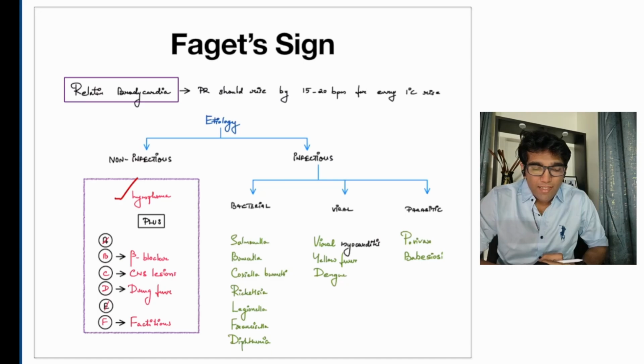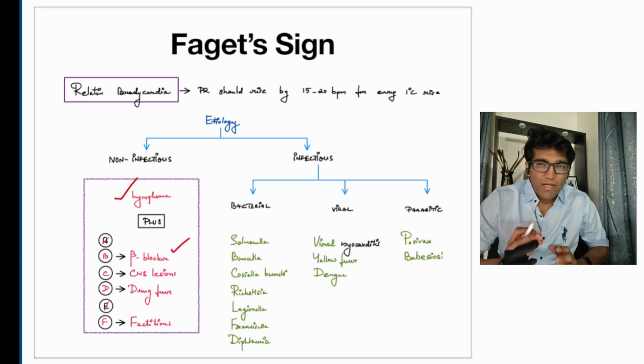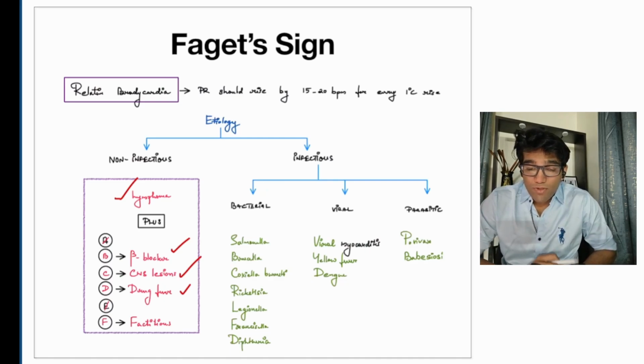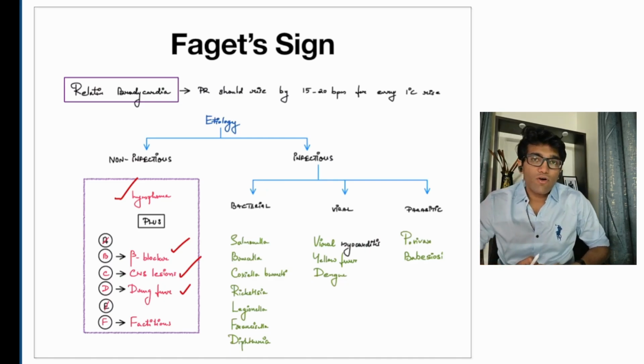Now, the other things that can cause it are a beta blocker, which would decrease the sympathetic tone, specifically beta 1 receptors would not be activated, so as a result the heart rate would not increase sufficiently; CNS lesions, because they increase vagal tone; and drug fever. Okay, so these are the four entities outside of infections that cause Faget sign. They can be remembered using the mnemonic that I have shown you, ABCD. A is for lymphoma, B is beta blocker, C is for CNS lesions, and D stands for drug fever.